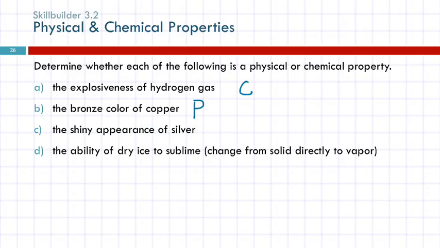The shiny appearance of silver, that's a physical property. The ability of dry ice to sublime. Subliming is changing from a solid directly into a gas or a vapor. That's physical. That might not be immediately obvious. So this is an example of a state change. It's going from a solid to a gas.